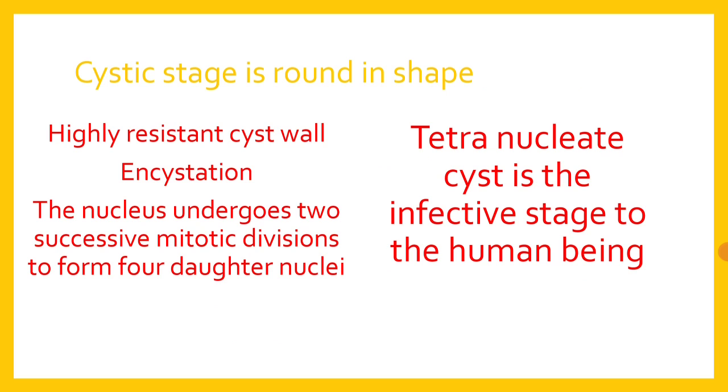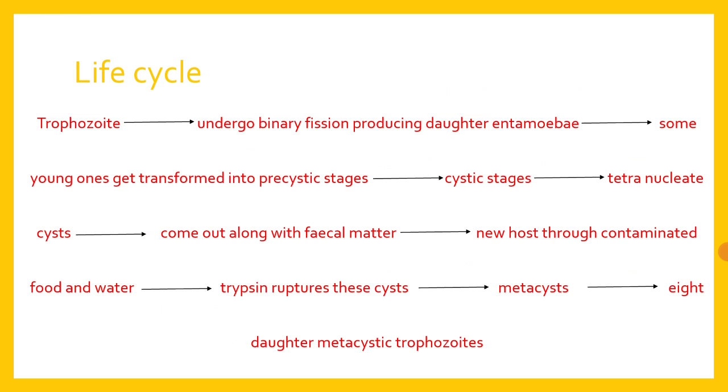Along with the food and water, you take these tetranucleate cysts into your body, and they enter your intestine. Once it enters the intestine of another human being, the cyst is dissolved by the action of the trypsin enzyme. The very fact that the trypsin enzyme digests the cyst indicates that the cyst is made up of protein. Now excystation takes place.